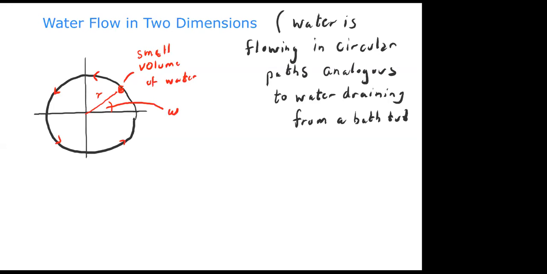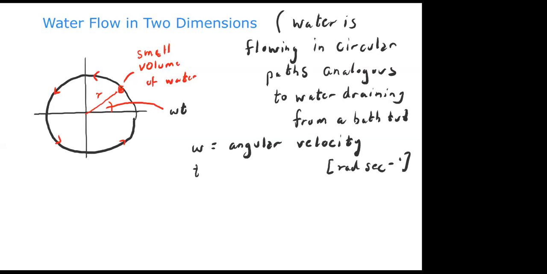So I need to define some terms. Omega is the angular velocity of that small volume of water. It has units of radians per second. t is obviously time. R is just the radius of the circle.